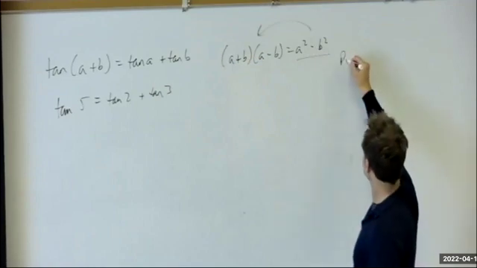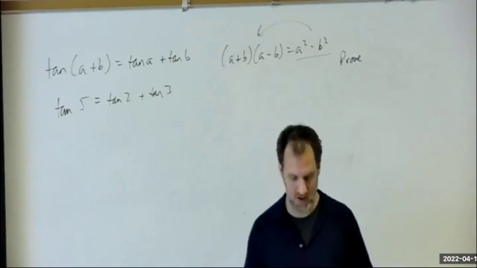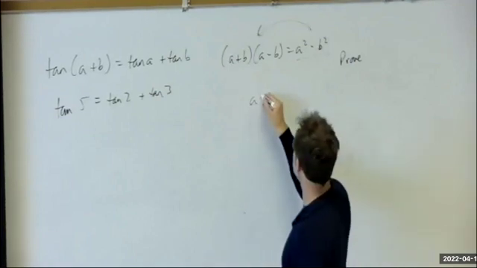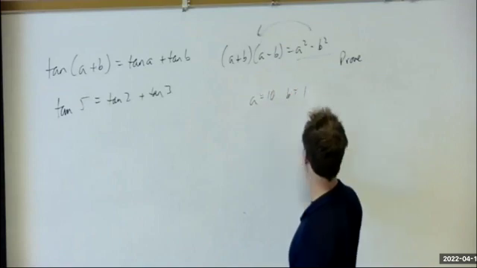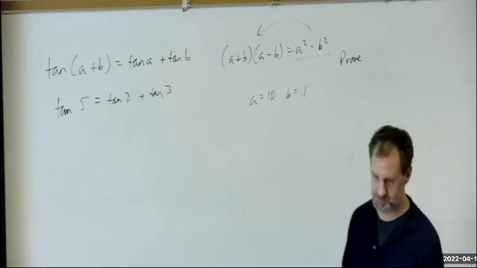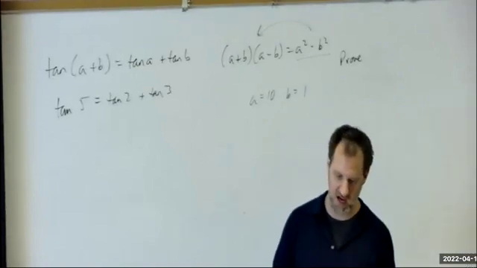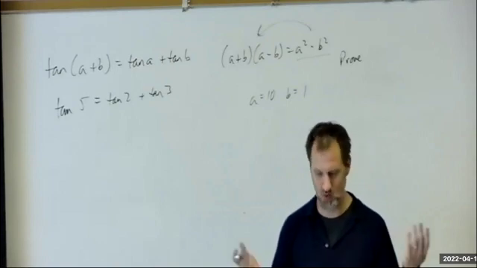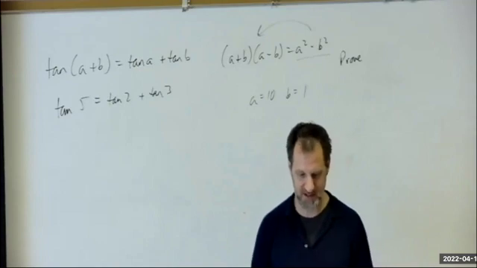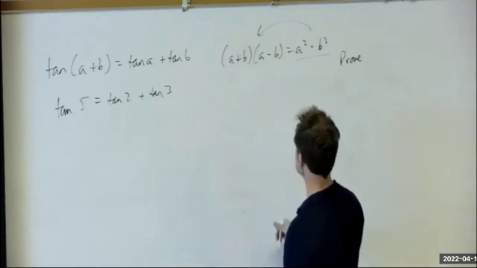If I want you to prove this, again, we could start numerically and think about some numbers, like, if a equals 10 and b equals 1, does this work? Does it make sense? 11 times 9 equals 99. That's 100 minus 1. Well, that seems to work. We could try a bunch of numbers like that. But again, that's not a proof. That's just some particular evidence.